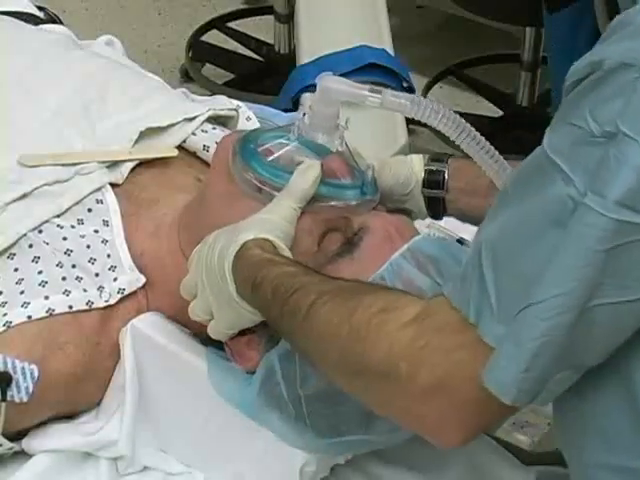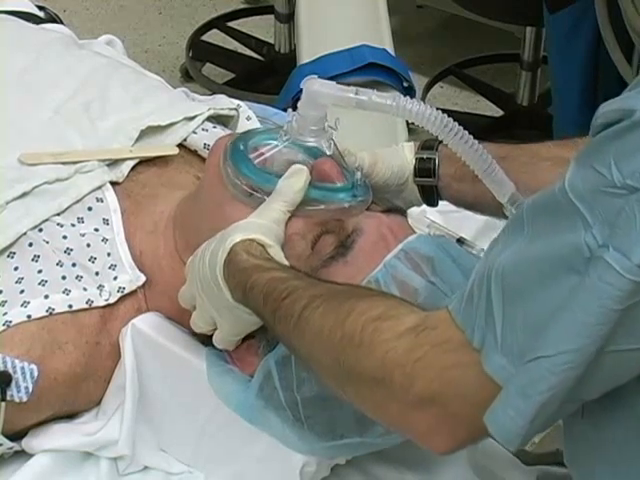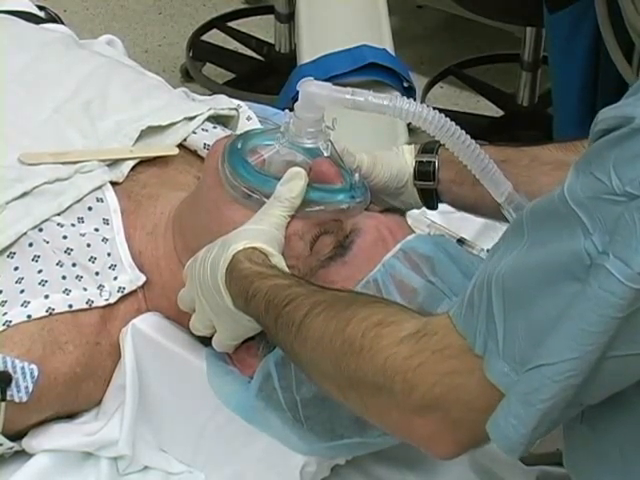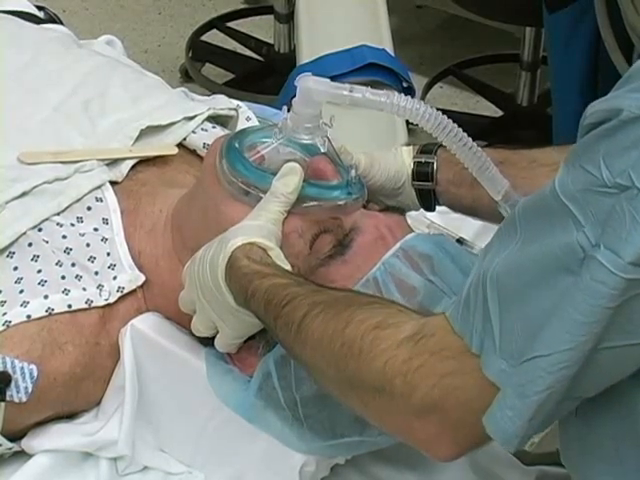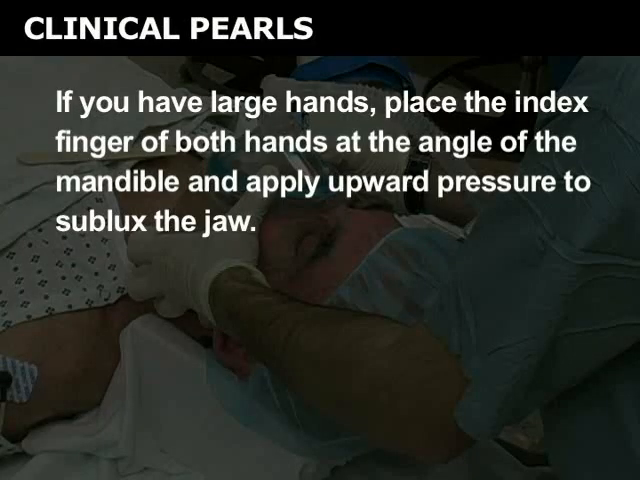The physician holding the mask should stand at the head of the patient's bed. With the appropriately sized mask placed on the patient's face, place the thumb of each hand on either side of the mask. Exert gentle inward and downward pressure on the mask. If you have large hands, place the index finger of both hands at the angle of the mandible and apply upward pressure to sublux the jaw.